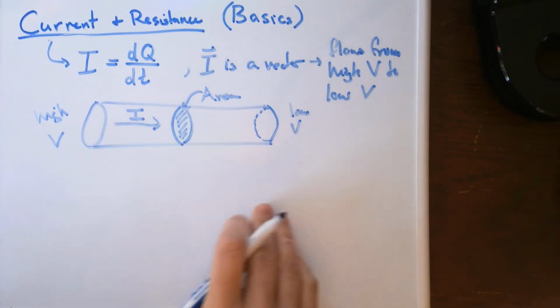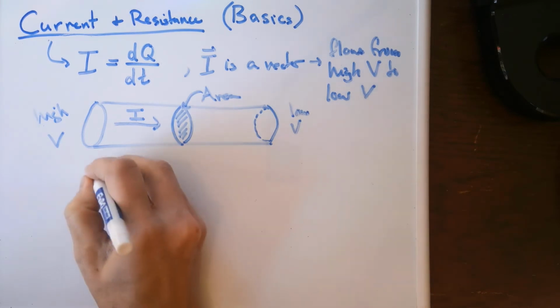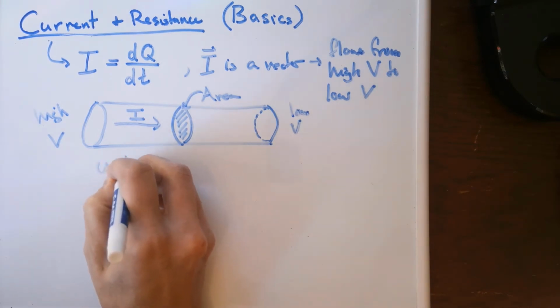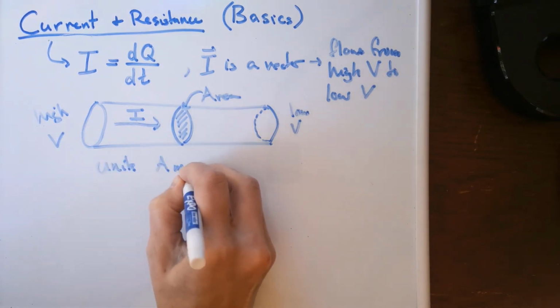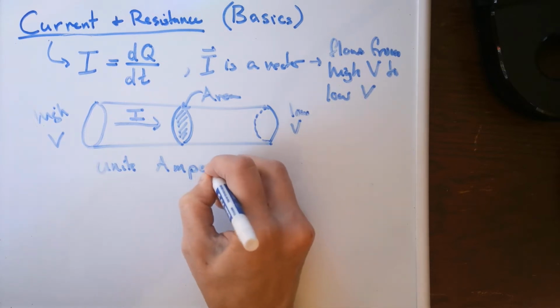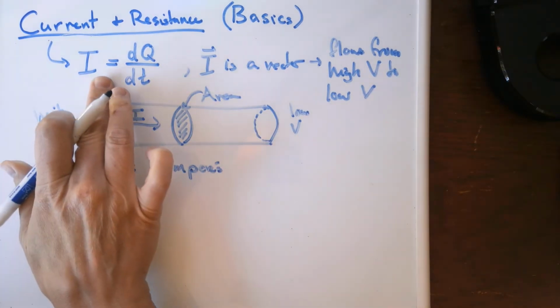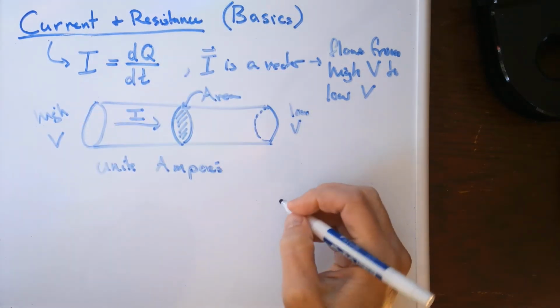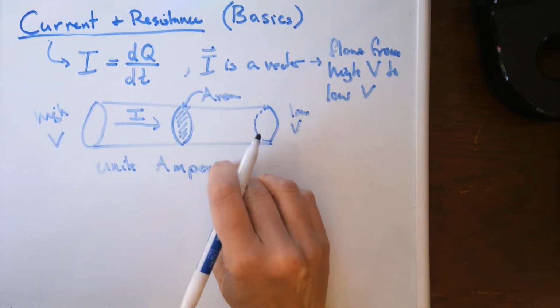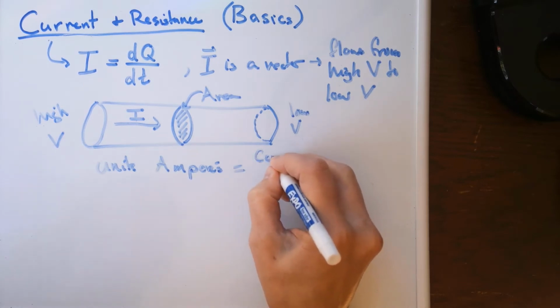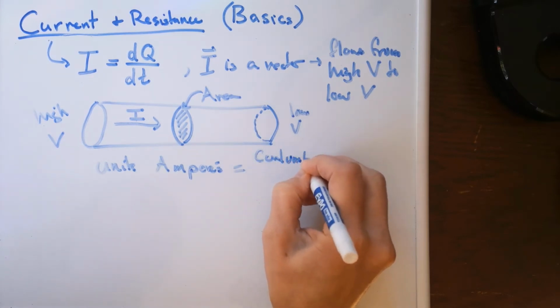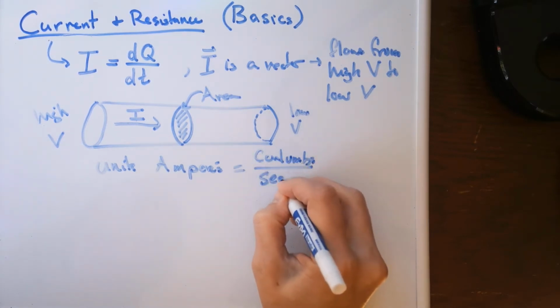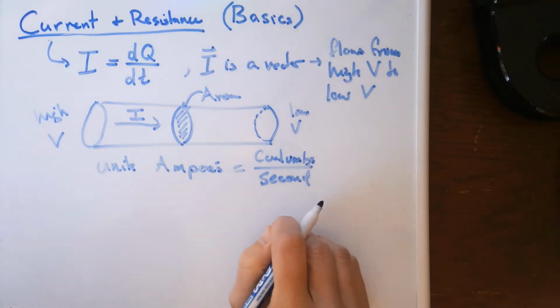Let's see, one other thing I should tell you is the units of current are amperes. And as you can tell from this equation, amperes have got to be equal to coulombs over seconds. So amperes equal coulombs, the unit of charge, over seconds, the unit of time.